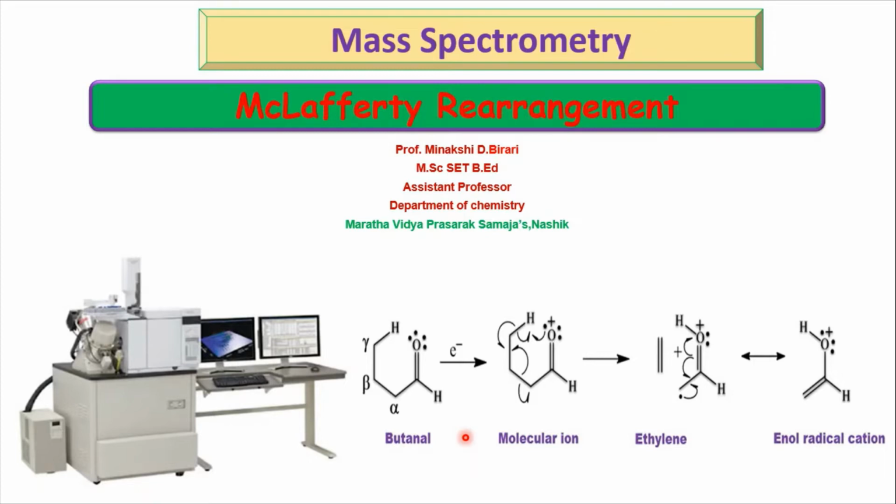There are different modes of fragmentation like alpha cleavage, beta cleavage, retro-Diels-Alder reaction, inductive cleavage, elimination, and McLafferty rearrangement. Out of which, in today's lecture, I am going to explain McLafferty rearrangement and its mechanism with example. So, let us see in detail about McLafferty rearrangement.